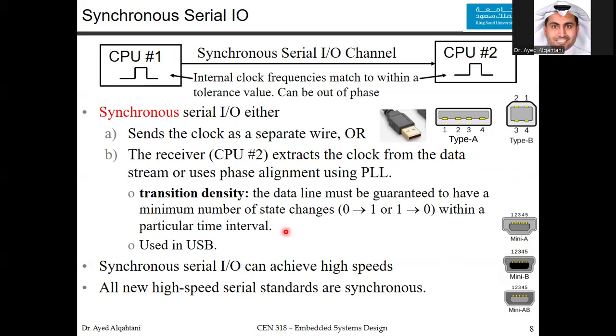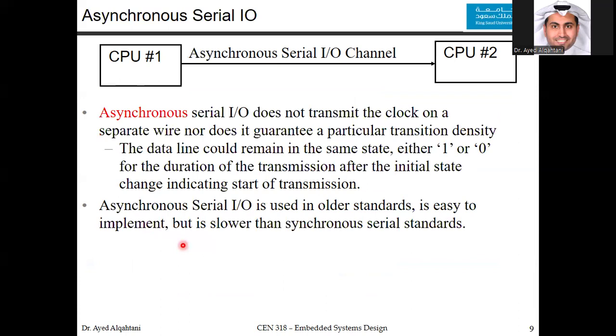For the asynchronous, the CPU1 and CPU2 send only the data. The asynchronous serial I/O does not transmit the clock on a separate wire, nor does it guarantee a particular transition density. Now, how to manage this? How will the sender send the data, and how does the receiver know that this data is actually something that the sender transmitted to it?